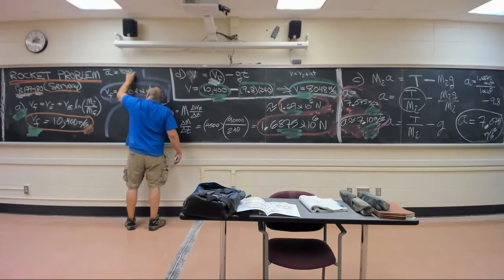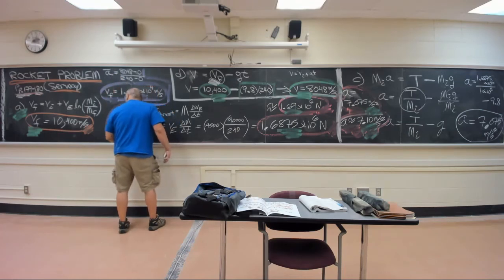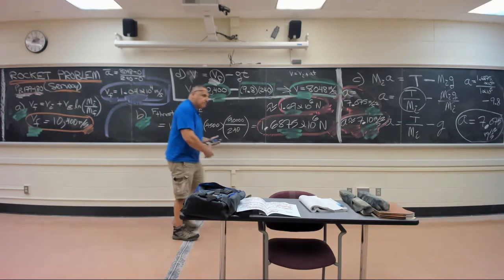8,048 meters per second minus starting from 0. Time t equals 0 seconds to 240 seconds. This is meters per second divided by seconds. It's going to give me what I want. Okay.